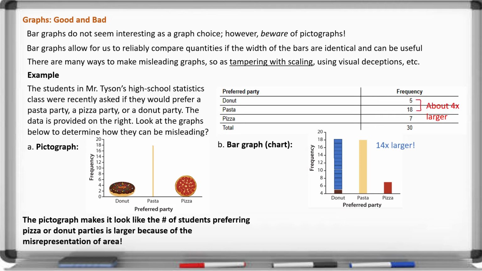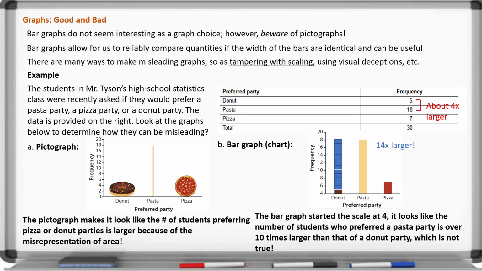But we know this can't be true because the pasta category is only about 4 times larger when you compare the numbers, because 5 times 4 is about 20. So it's a little bit less than 4 times larger. But on the graph, it appears 14 times larger. So this is actually visually deceiving as well. And this is because the bar graph started the scale at 4 instead of the normal 0. So it looks like the number of students who preferred a pasta party is over 10 times larger than that of a donut, which is actually not true.